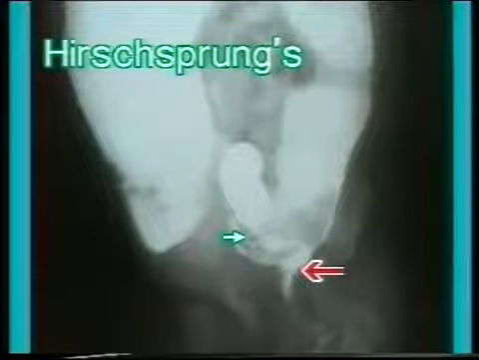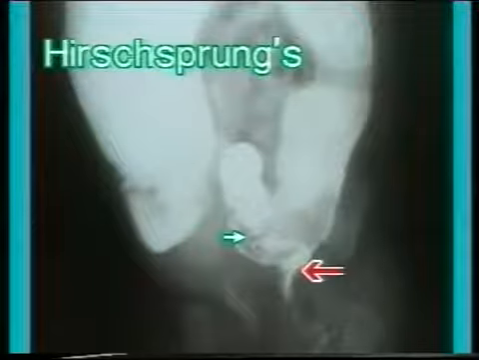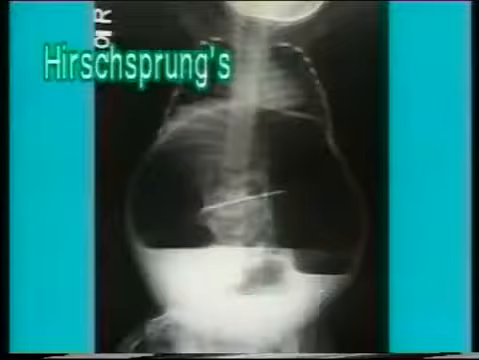The spastic segment is devoid of parasympathetic ganglion cells in the Meissner's plexus, so it does not conduct the peristalsis, leading to a functional obstruction. It is usually a 4 to 5 centimeters long segment.